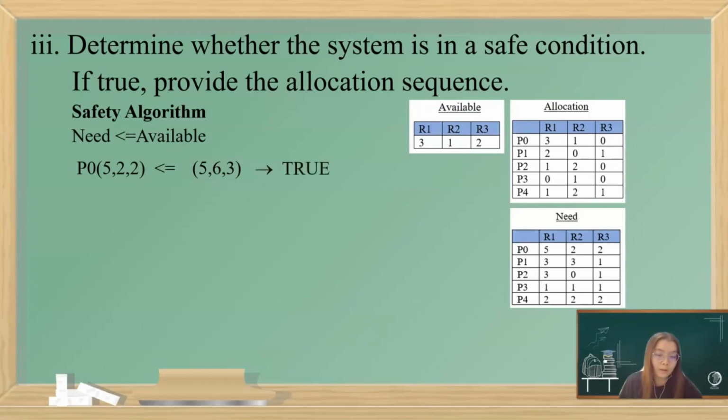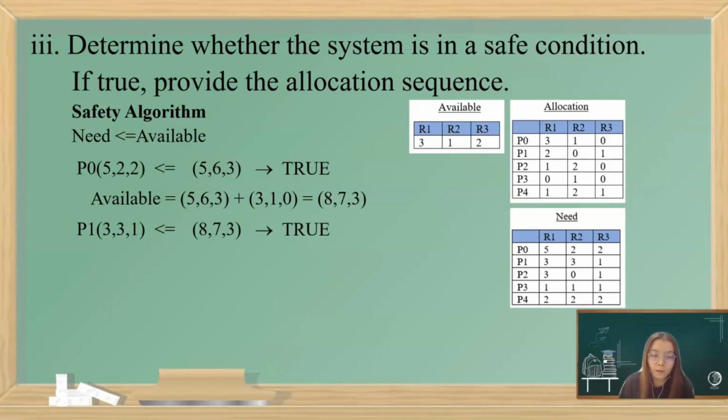And now we need to update the available. We use the available 5, 6, 3 plus the allocation for P0, which is 3, 1, 0. We can get the new available, which is 8, 7, 3. Now we need to check the need of P1, which is 3, 3, 1, with the new available, which is 8, 7, 3. We can see that it is also true.